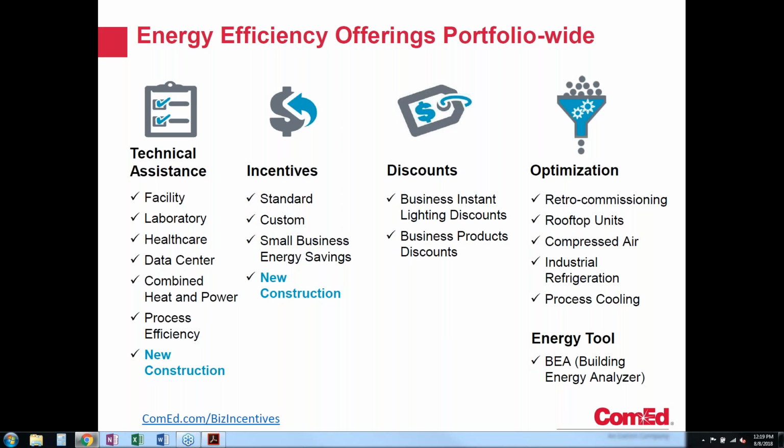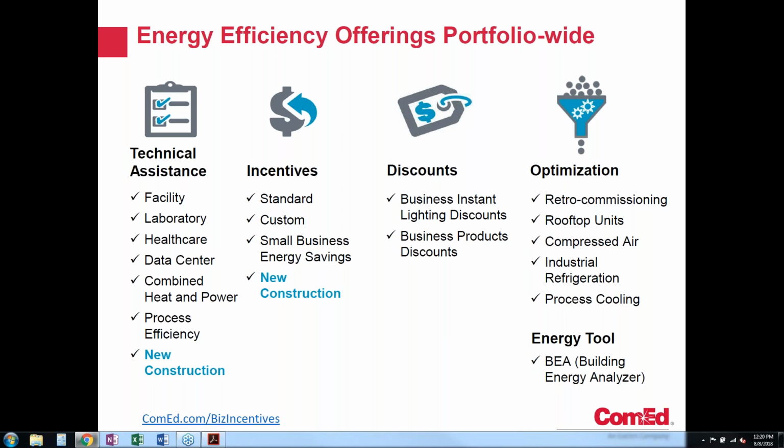We do a specialized approach in technical assistance for various building types, including healthcare and laboratories and data centers. We have a combined heat and power program, and we do offer significant technical assistance through the new construction offering. And then we have obviously some incentives that we administer as well, both standard and custom programs. We also have the new construction program, as I mentioned, and a small business program. There's also many midstream offerings, the business discounts program and lighting discounts program.